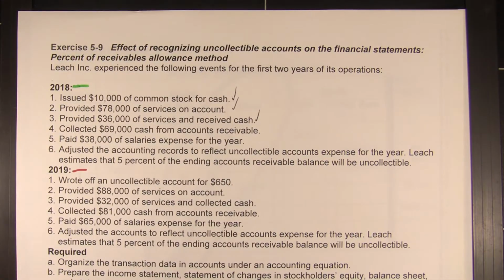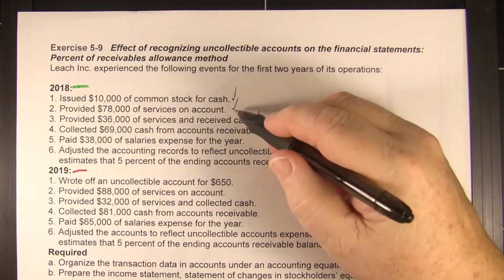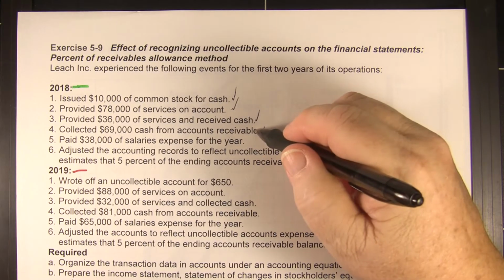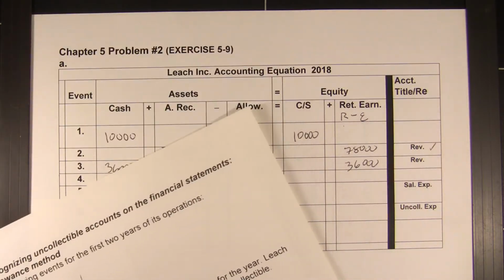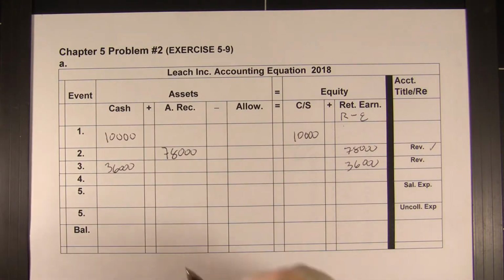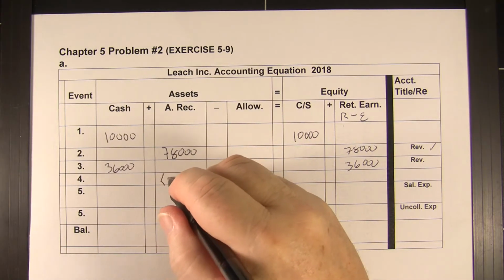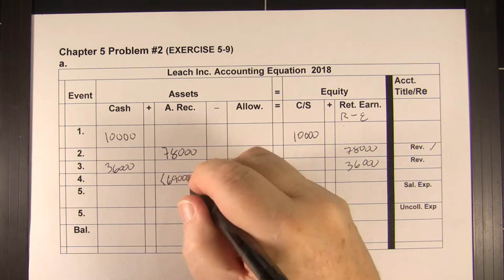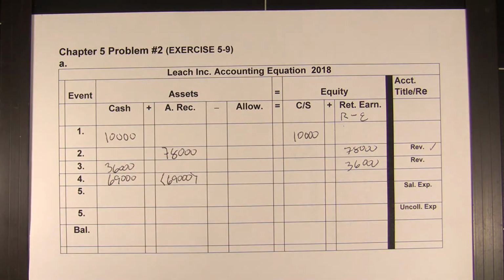Then we collected $69,000 from our accounts receivable. So from these people up here, they paid us $69,000. So that's cash. So our accounts receivable goes down $69,000. Our cash goes up $69,000. That has nothing to do with revenue or expense. We already recognized that when we earned the money up here.